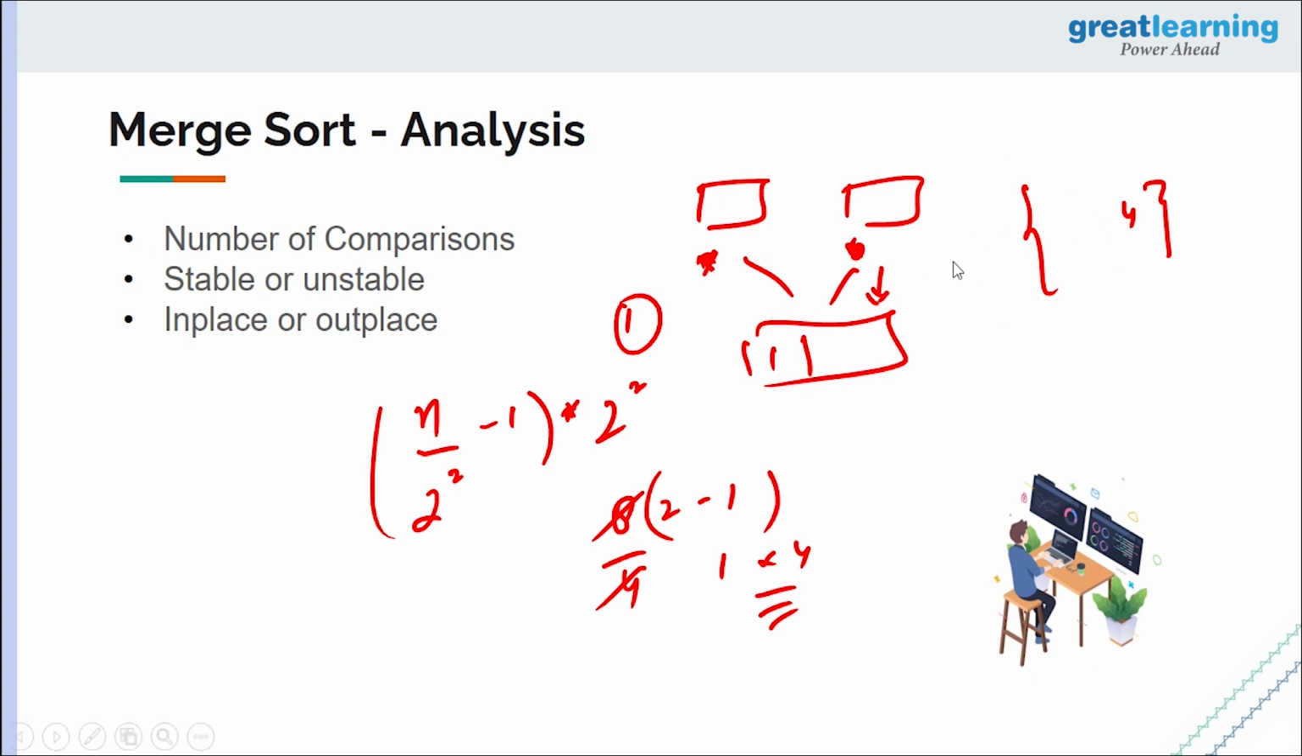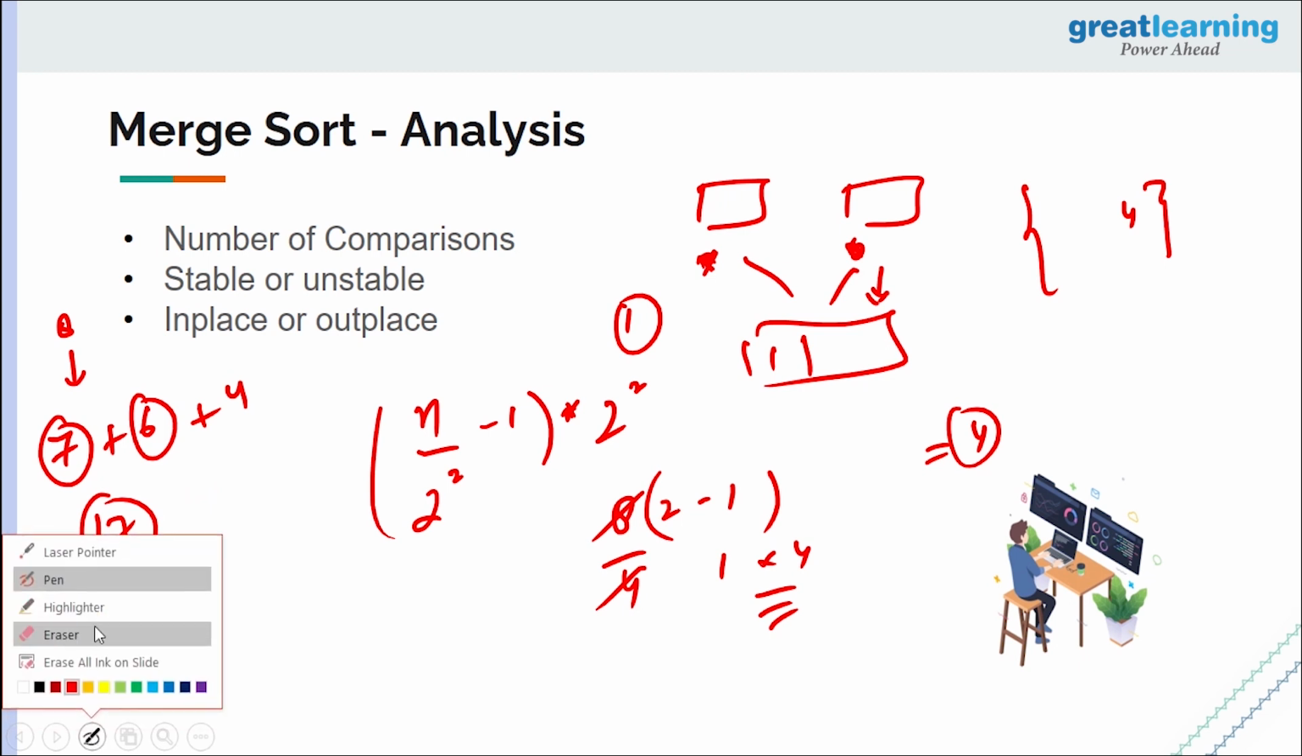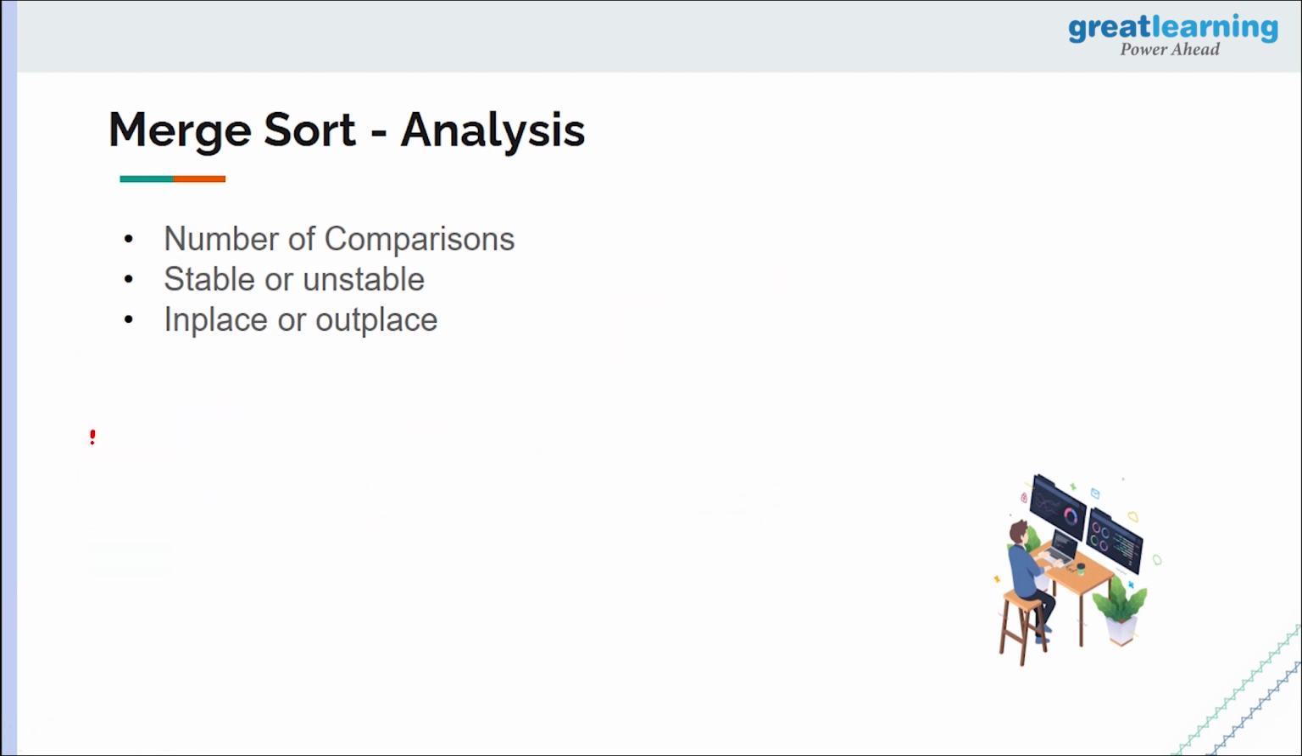Similarly, we have other 3 situations, so the total number of such situations is 4. So in the first iteration, when we talk about these 8 elements, when n is 8, we had 7 comparisons, then we had 6 comparisons, and then we had 4 comparisons. So a total of 17 comparisons. So now let's try to evaluate a formula so that we will get this 17 as the number of comparisons.